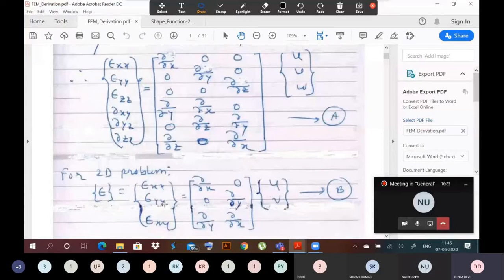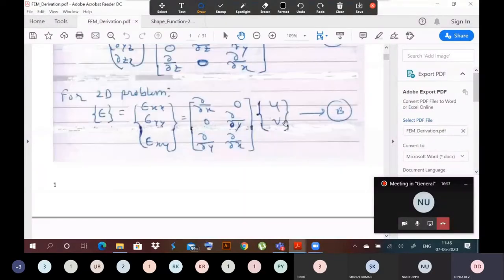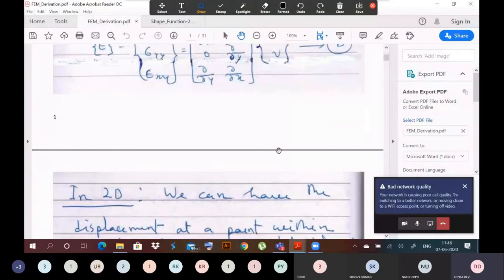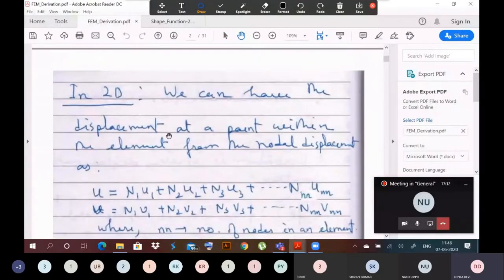Then this u and v at a point can be related to the nodal displacement here. We can have the displacement at a point within the element in terms of the nodal displacement like this. So u will be equal to n1 u1 plus n2 u2 plus n3 u3 plus nn unn, depending on the number of nodes. So if we have nn number of nodes, nn stands for number of nodes, then we will have nn number of terms here.